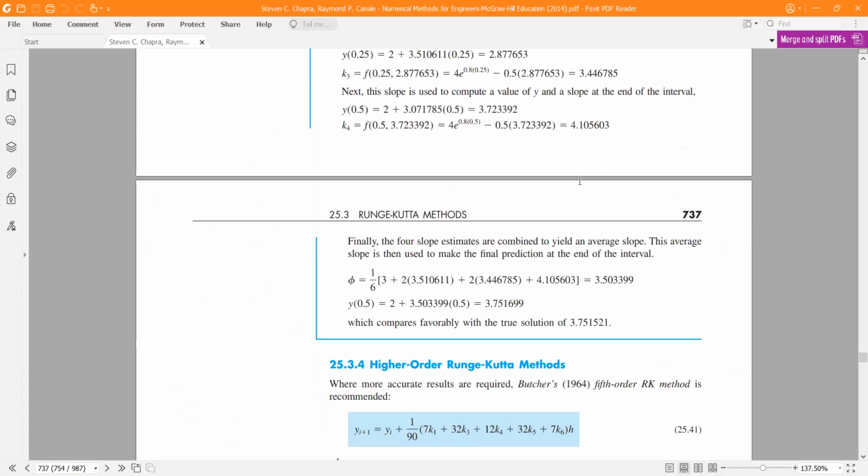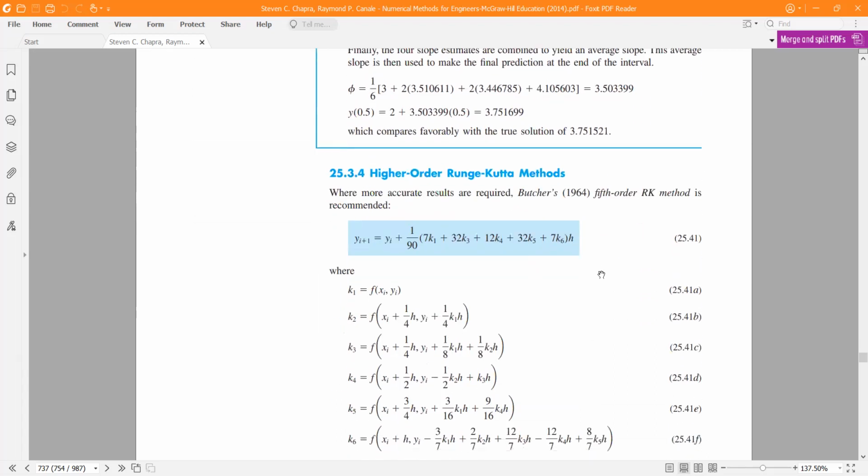So your things are calculated. So the y value is this. You see how accurate it is. If you want to compare it with your original solution, you see that it is accurate up to 4 significant digits, isn't it? 3.751, 3.751. So some higher order Runge-Kutta methods are also available. You can try it.